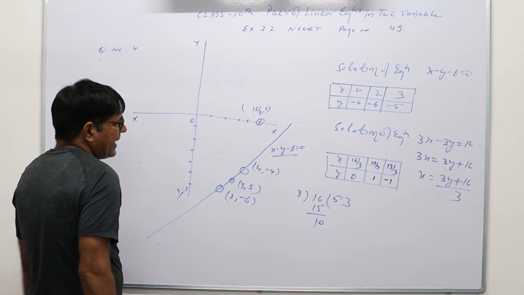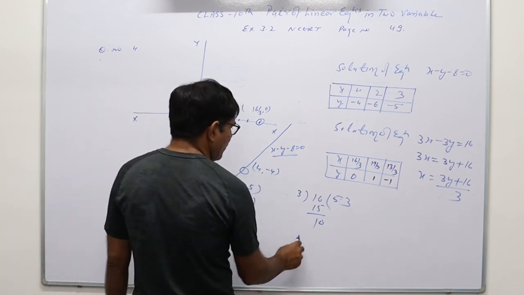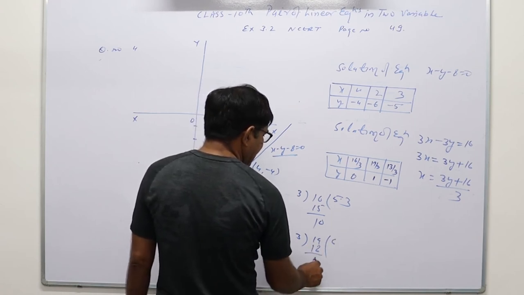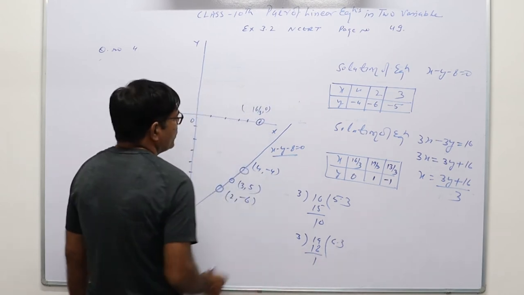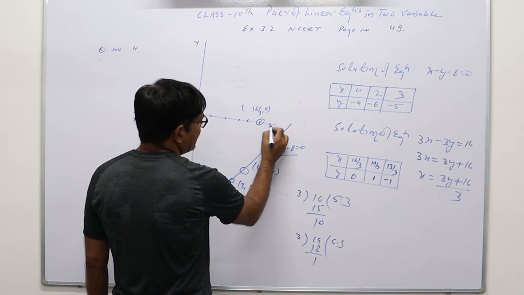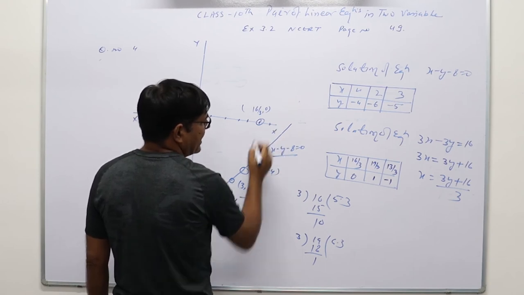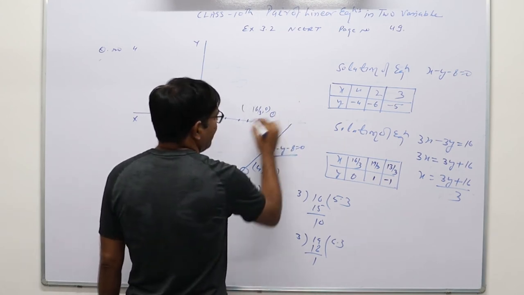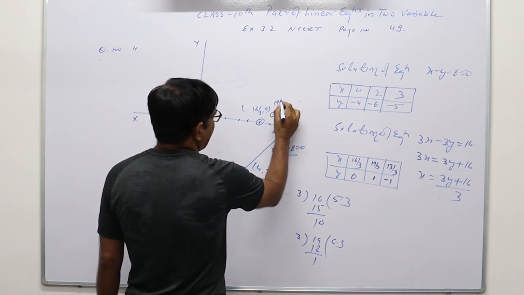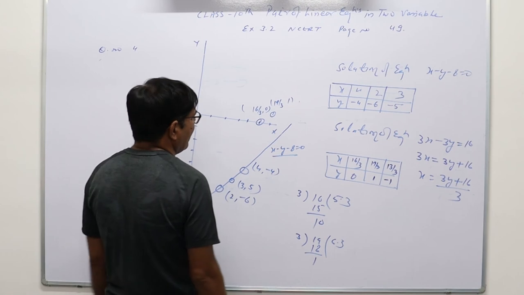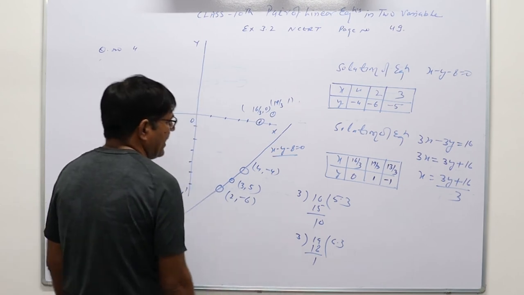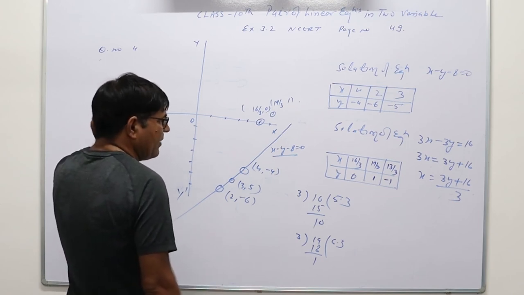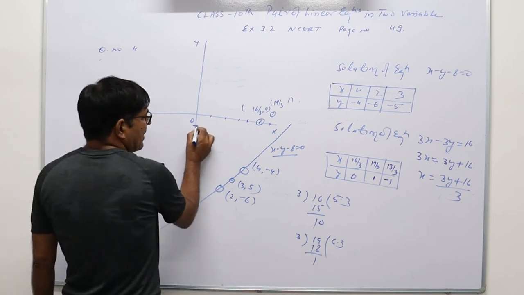Then the next point is 19 by 3. So you can divide 19 by 3. 6 threes are 18 and carry 1 again, so 6.3. So this is 6.3 and y is equal to 1 in this case. So this will be another point. This is 19 by 3 comma 1. And then when x is equal to minus 1, then y is equal to minus 1.